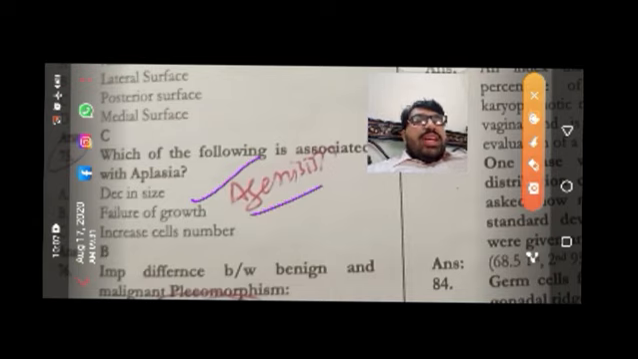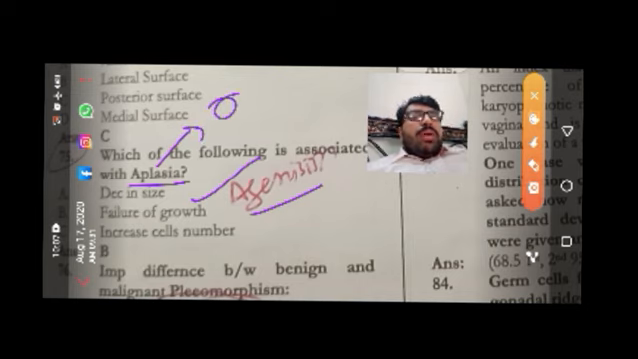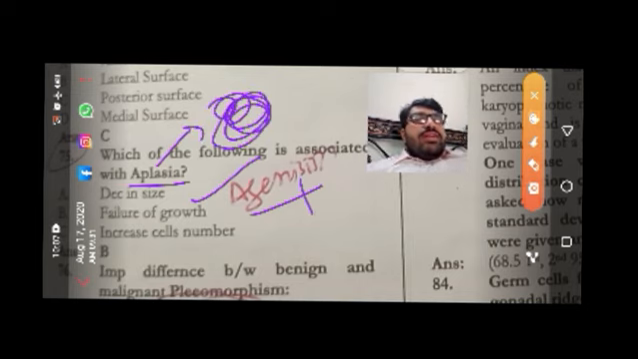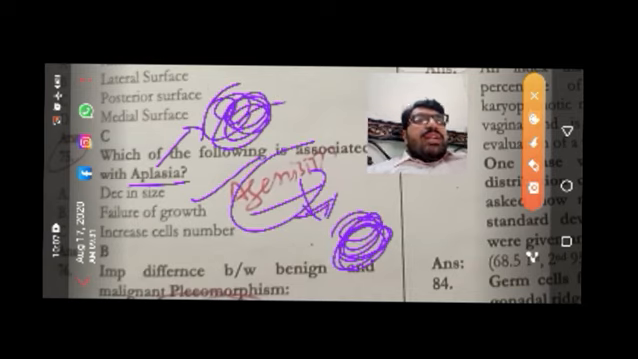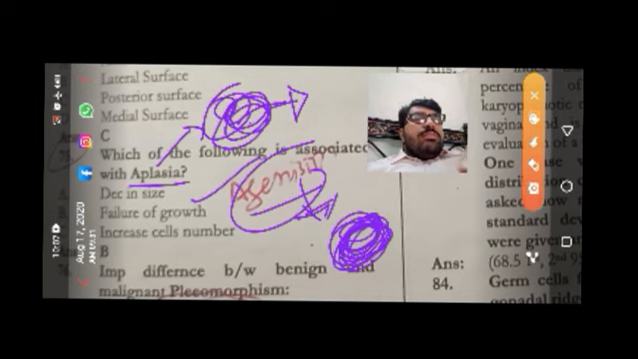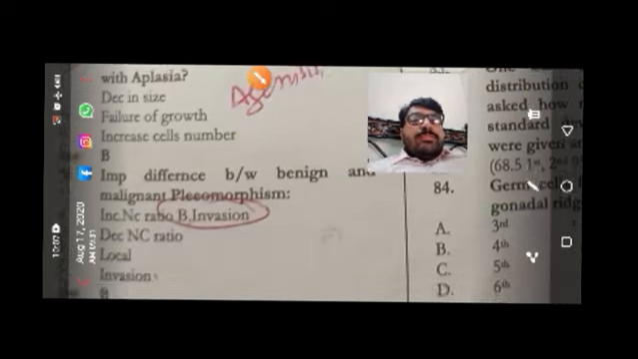So what is the difference between agenesis and aplasia? In aplasia you are having primordium tissue. In agenesis you are having no primordium tissue. In aplasia there is primordium tissue, but there is failure of growth. So the difference between agenesis and aplasia is primordial tissue. If it is there, then it is aplasia because the growth was arrested. If it is not there, then this is agenesis.